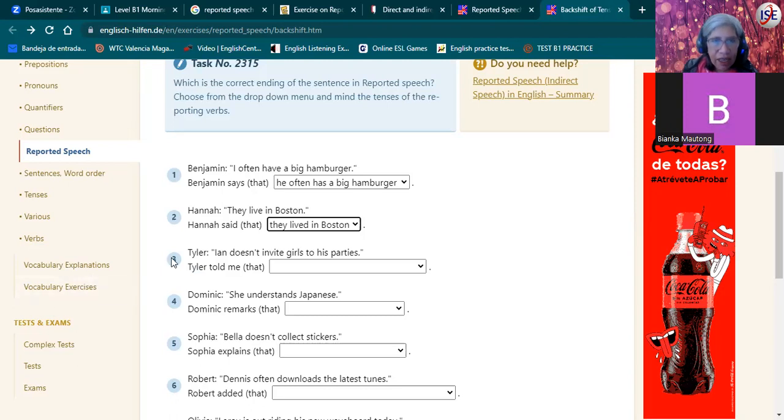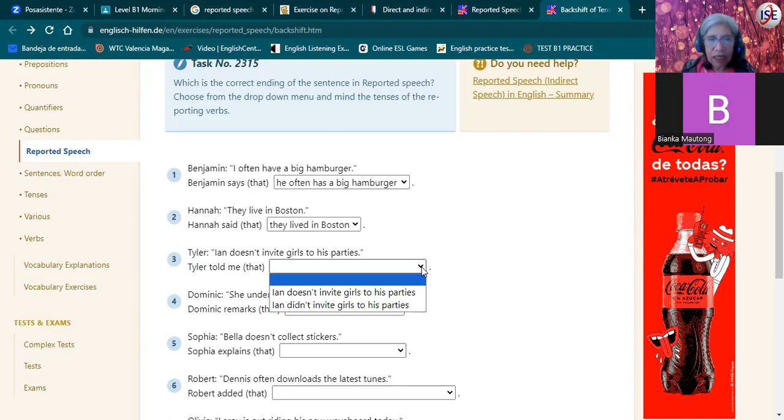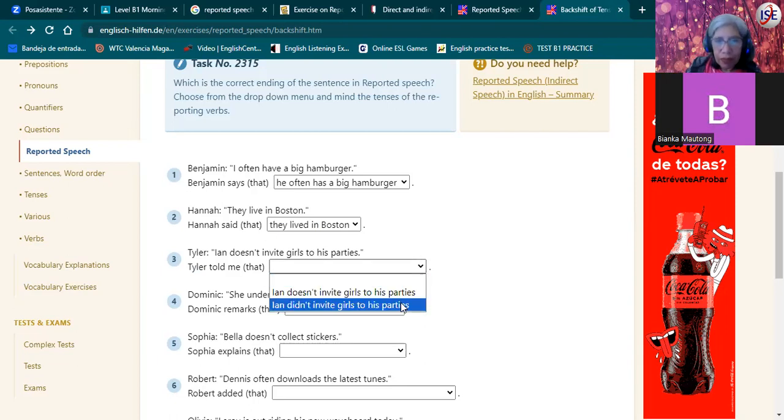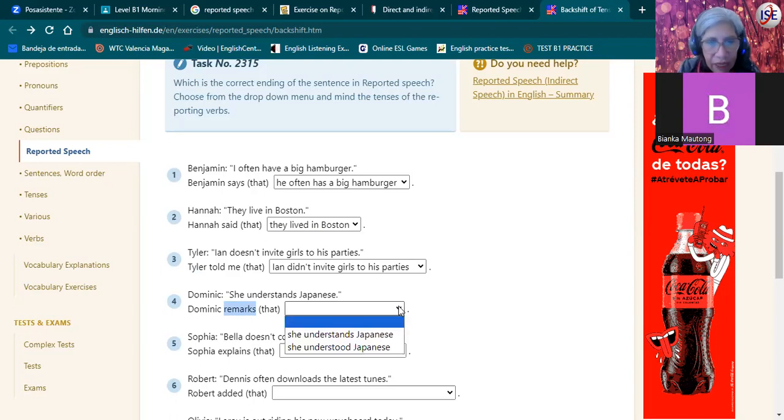Okay? Tyler: Ian doesn't invite girls to the parties. Tyler told me Ian doesn't invite girls to his parties. Notice this is present tense, so there is no backshift. Dominic: She understands Japanese. Dominic remarks that she understands Japanese. Remember, the first one is in present, so there is no verb change. If it were past, she understood Japanese.